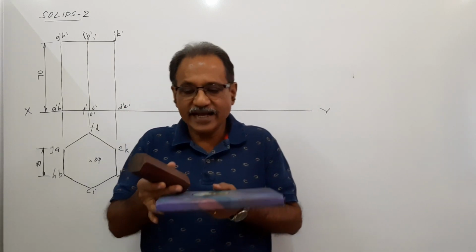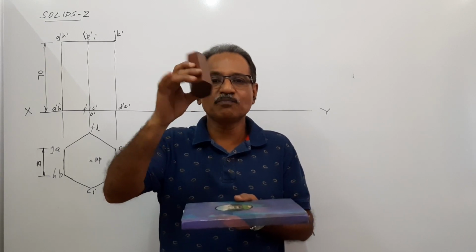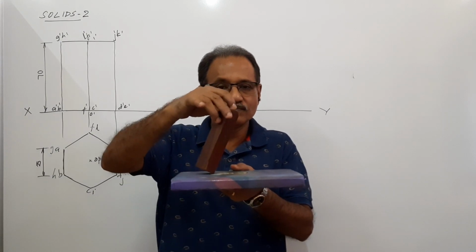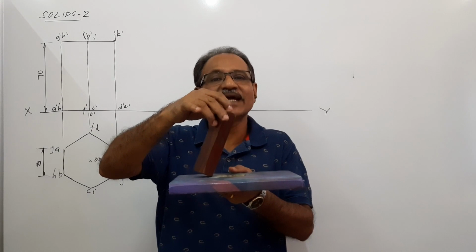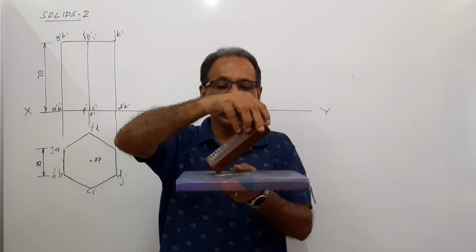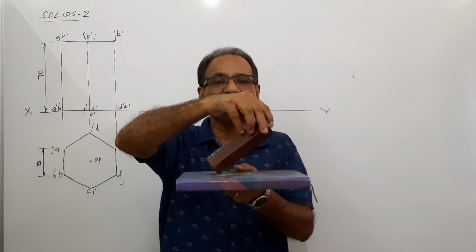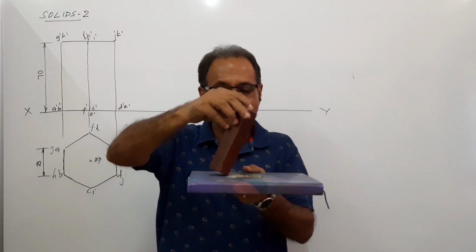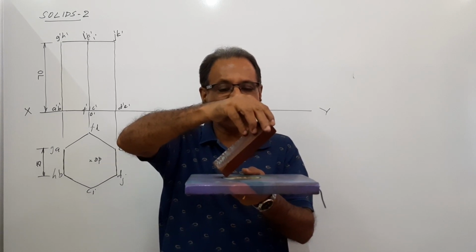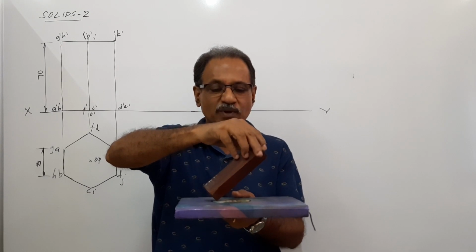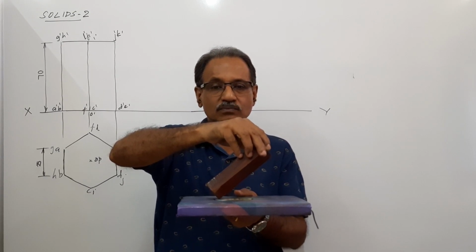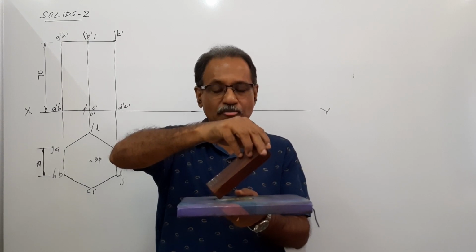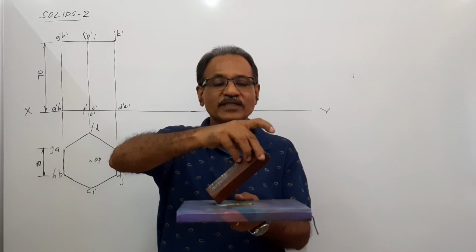This is a question. A hexagonal prism rests on HP on an edge of base, or a side of base, with axis parallel to VP and inclined to HP by an angle of 40 degrees. Standing like this. You can see the axis is inclined to HP by an angle and the axis is kept parallel to VP. Now, what is the plan when you look from the top?